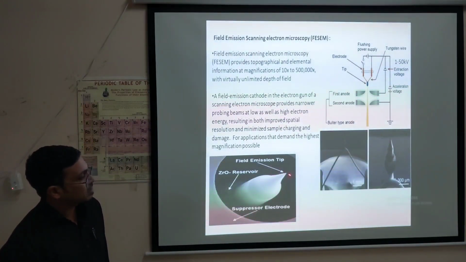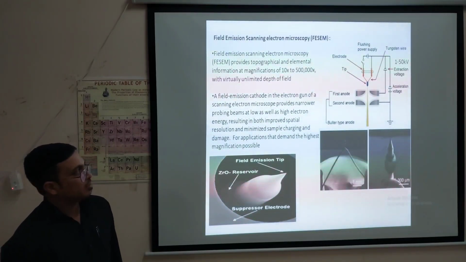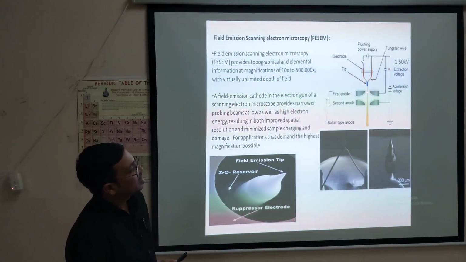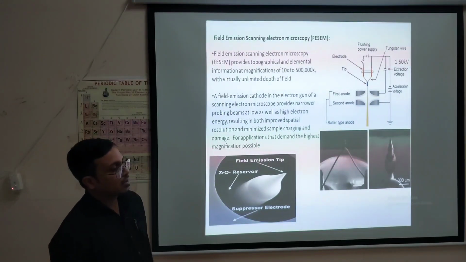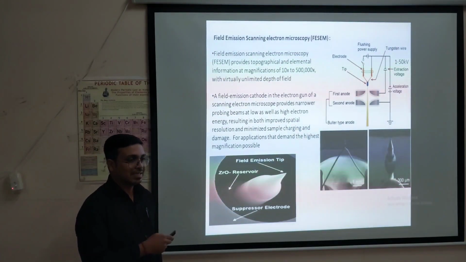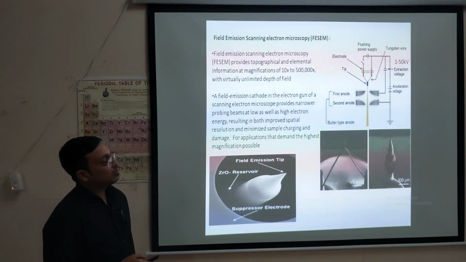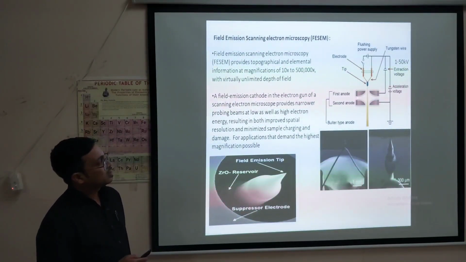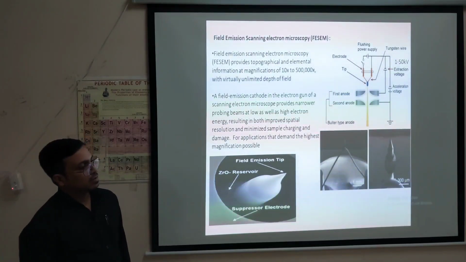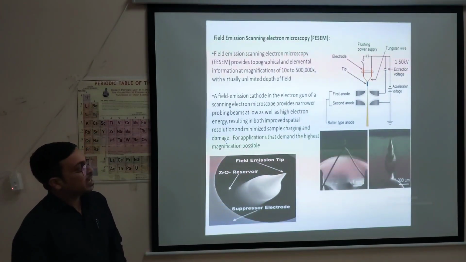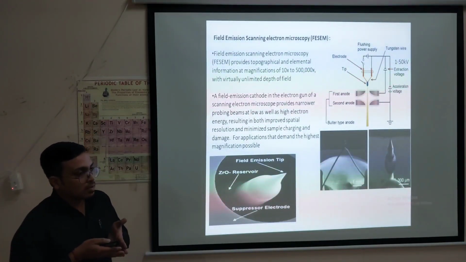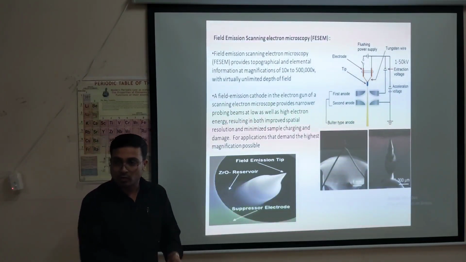this is the tip image I have just presented. From this tip electron will be coming out. Look, here are two anodes. In your SEM there is one anode, but in case of FESEM you have two anodes. This is the first anode and this is the second anode. They will make the electron move faster and in a more focused way.